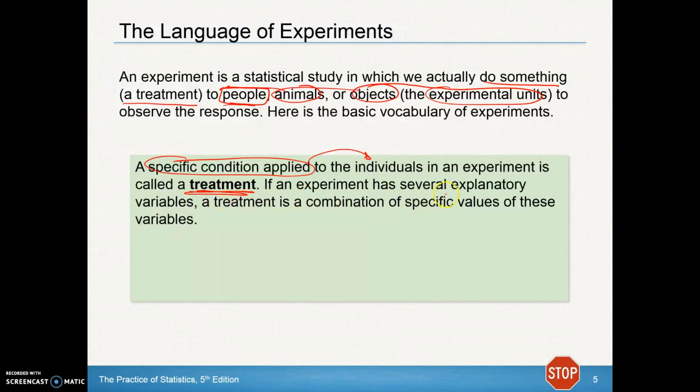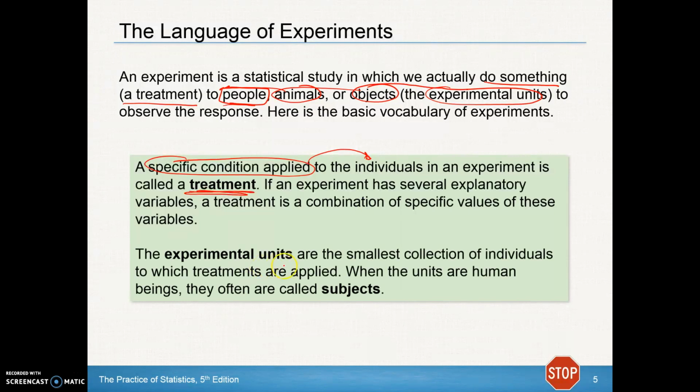If an experiment has several explanatory variables, so in other words, maybe I'm trying a lot of different treatments. Maybe I'm trying an aspirin pill. Maybe I'm trying a vitamin. Maybe I'm trying a piece of fruit or something like that. All those things could be multiple treatments that have several different explanatory variables that I'm trying to relate to a response variable. So a treatment can be a combination of specific values of these variables.